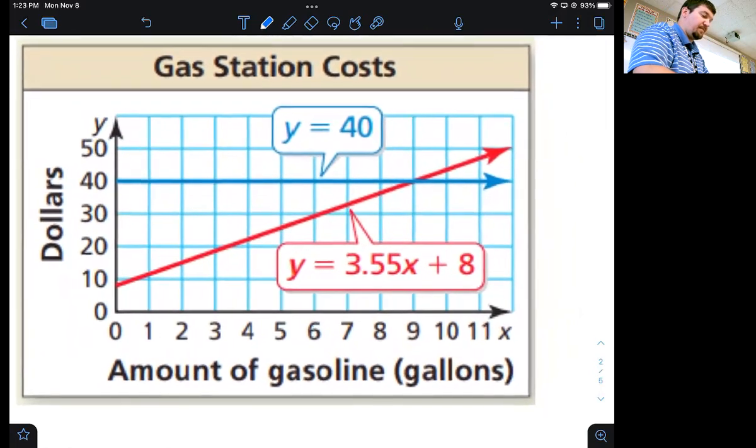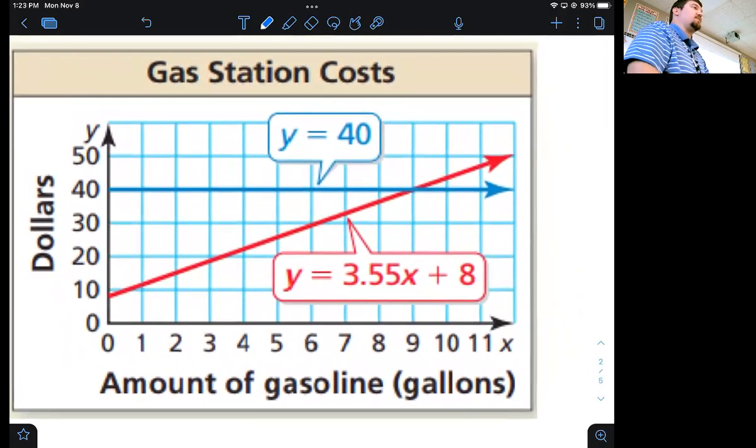Okay, look at the blue line. What does the blue line represent? Brady? Yes. How much? Okay, $40. Does it change? No. So what's that represent? Lizzie? It's your budget. Your budget's $40.